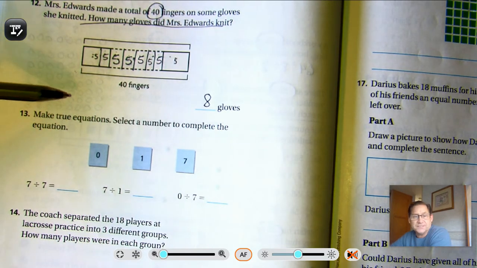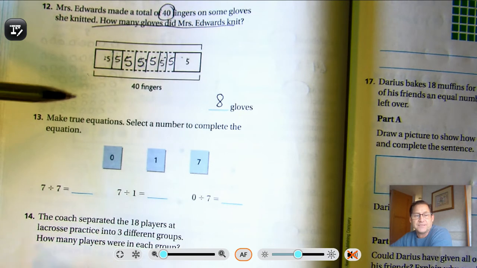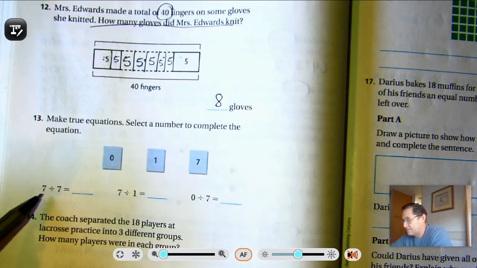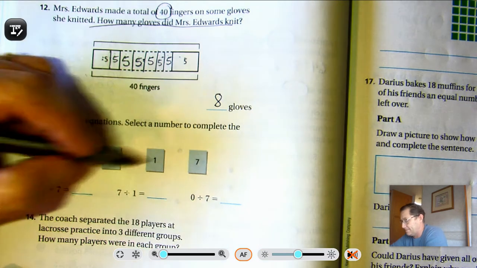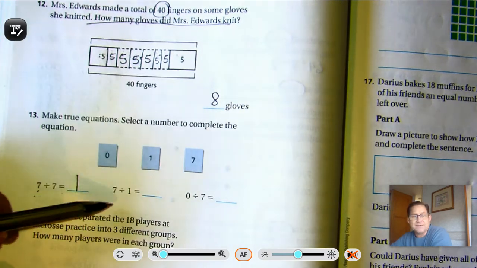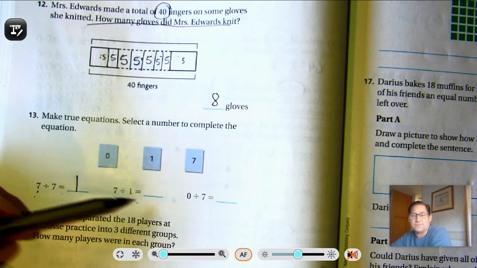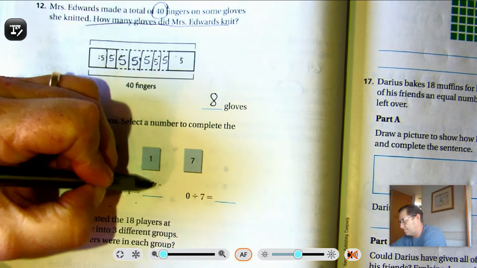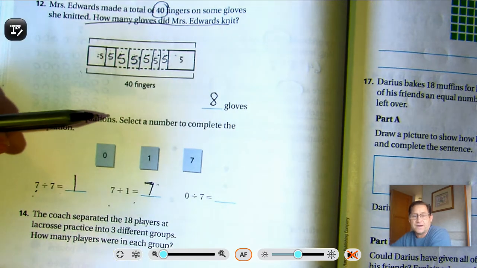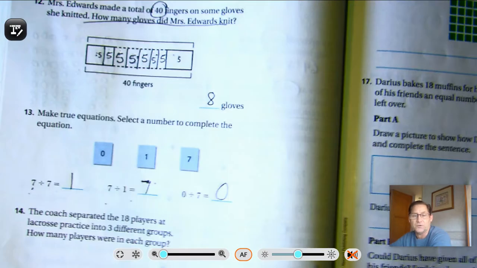Make true equations. Select a number to complete the equation. 7 divided by 7. Any number divided by itself is 1. 7 divided by 1. Any number divided by 1 is that number. 0 divided by any number is 0.